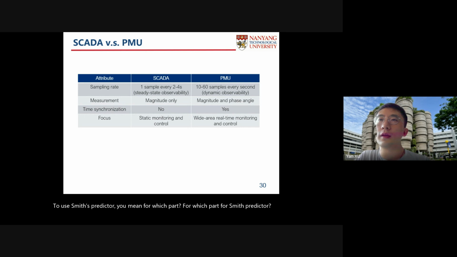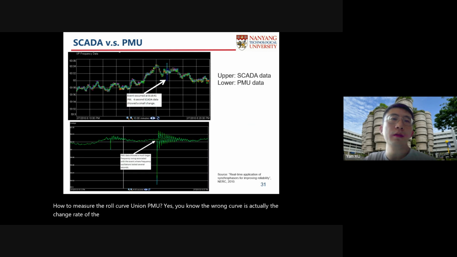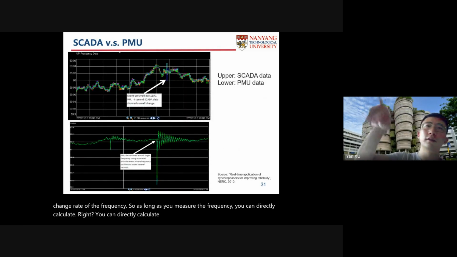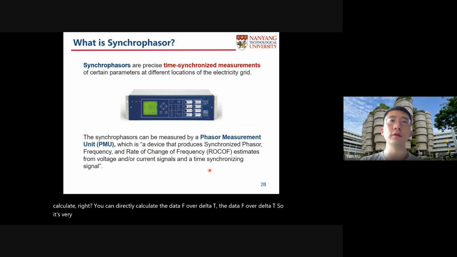For communication, yes, certainly there are different methodologies for predictor, the compensator, a lot of. How to measure the ROCOF curve using PMU? The rate of change of frequency is actually the change rate of the frequency. So as long as you measure the frequency, you can directly calculate delta F over delta T. It's very straightforward. As long as you have the measurement, you can certainly calculate that.